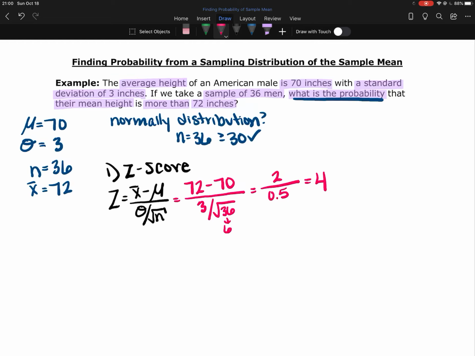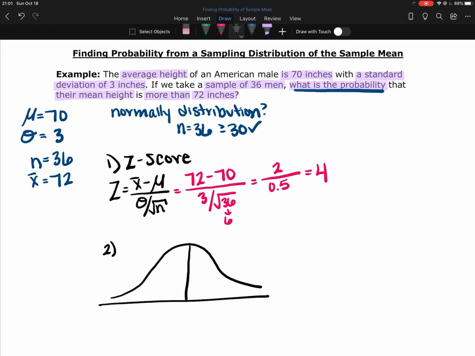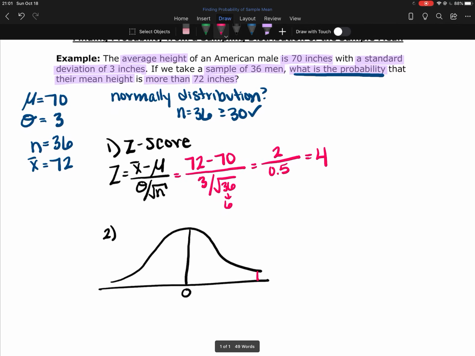If you take 36 men and they have an average height of 72 inches, they would be 4 standard deviations above the mean. So we're going to draw that. Step 2, make sure you're always doing this: draw your curve. We now have this in terms of z-scores. The z-score of the mean is always 0. And then I'm going to label the z-score for my specific value that I found.